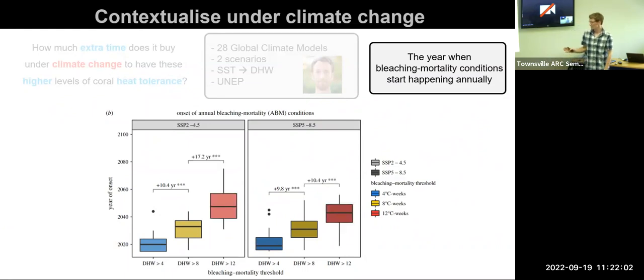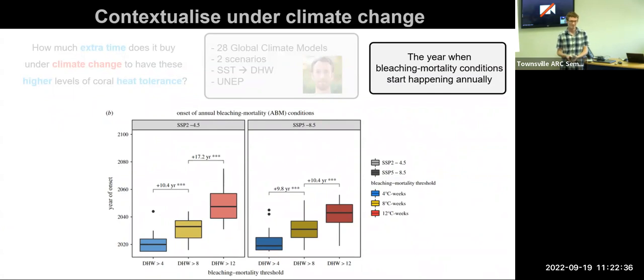Moving from 8 to 12, in the worst case scenario, you get about another 10 years. In the best case scenario, or not best case, but the SSP2, that improves to another 17 years. But this is close to looking at the toughest 10% and weakest 10% of the population. So if you were thinking about looking from the mean of the population's heat tolerance to the most extreme heat tolerant colonies, then you can halve those numbers.